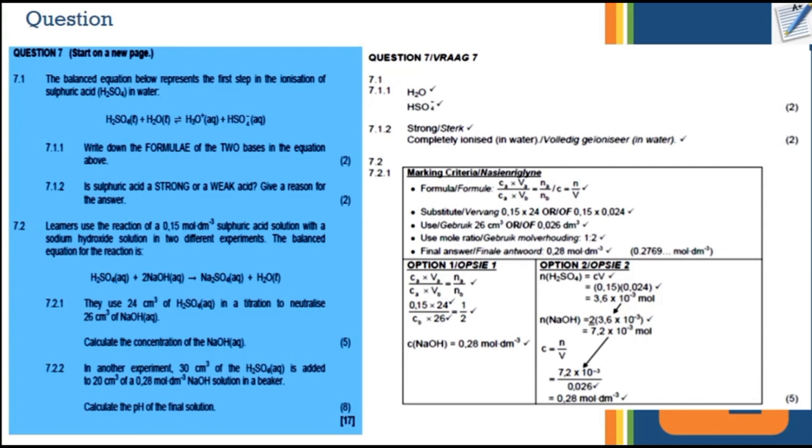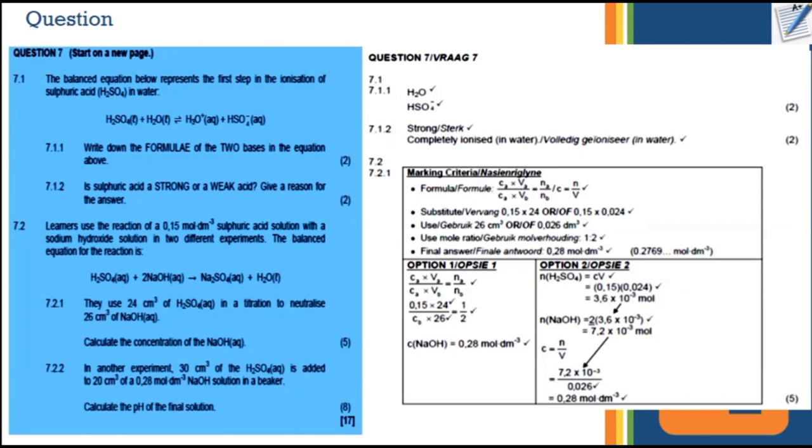Well, we use the formula. As you can see in option number 1, just focus on option number 1. I think that's the easiest equation that will take you places. Ca times Va over Cb times Vb is equal to n over a.